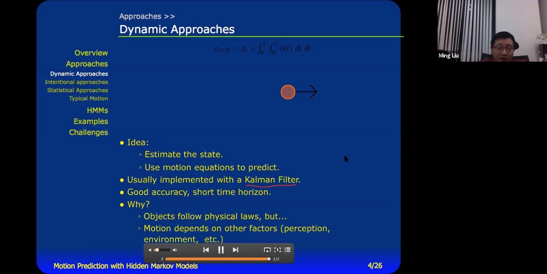As well. It's with a good accuracy in a short time horizon. Because objects will follow physical laws, but the motion will depend on other factors. It depends on the perception. If there's an obstacle, you need to avoid the obstacle, and if there are lanes, you need to follow the traffic routes. Okay, you have many constraints, so you cannot do the prediction purely based on the motion model. Okay. No, this doesn't work, right? Doesn't work. It cannot hit into the wall.